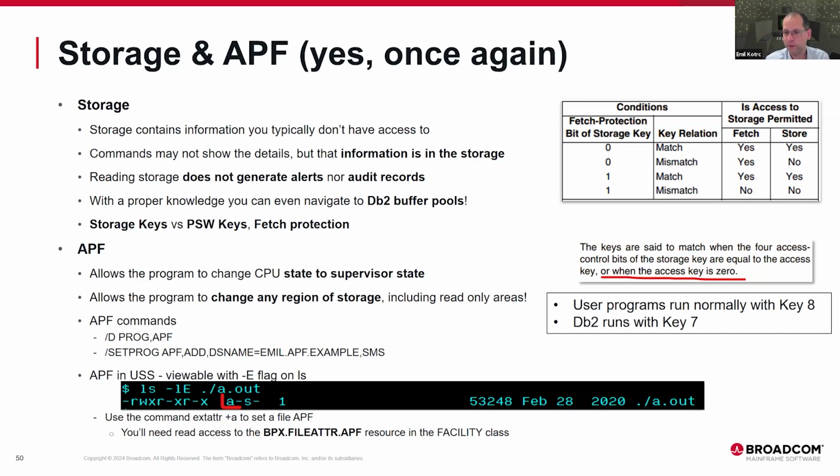DB2 normally runs with key 7. So under normal conditions, applications cannot modify any DB2 data. And also some of them are fetch protected, which means that applications, if the key doesn't match, they cannot read that. And that's the case of the buffer pools, for example. So you cannot read them normally. But again, if you can authorize the application somehow, and it can change the key, then it can read any data sets, any data in the storage, and it can even modify the data.